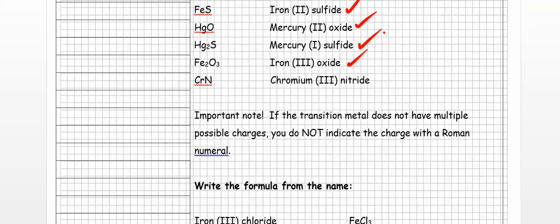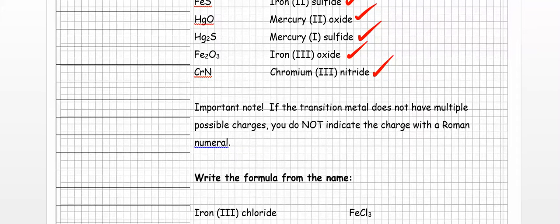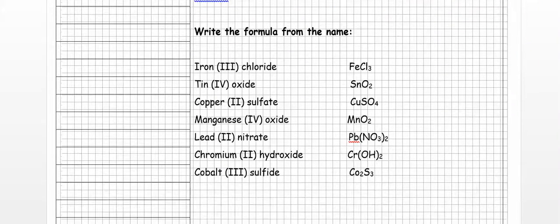The next one, the last one is CrN. We have chromium 3 nitride. Chromium 3 nitride for that one. I want to repeat one more time. If the transition metal does not have multiple possible charges, you do not write the charge with Roman numerals. And if you do, it's wrong. Okay? If you do, it's wrong.